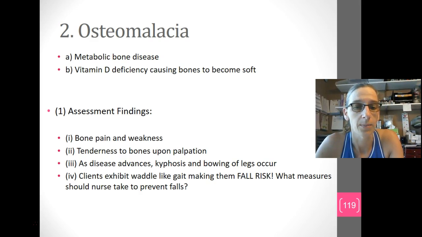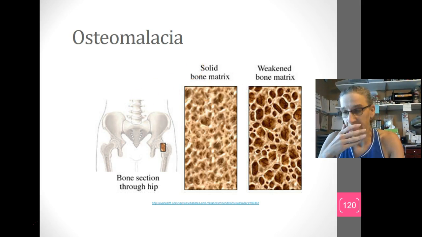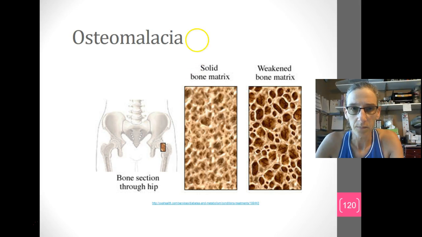So what measures should the nurse take to prevent falls? Again, we're going to put the sign on the door if they're hospitalized, the call light within reach, remove any floor hazards, any rugs, coffee tables, things that may be in the way. Have a bedside toilet if we need it. Assisting with their ADLs, put the bed in the lowest position, and make sure that bed alarms are on for the patient at a fall risk. So this is a very good picture of osteomalacia. So this is your solid bone matrix, and you can see how nice and formed and concentrated that is. And then we have your weakened bone matrix here with osteomalacia. Okay.